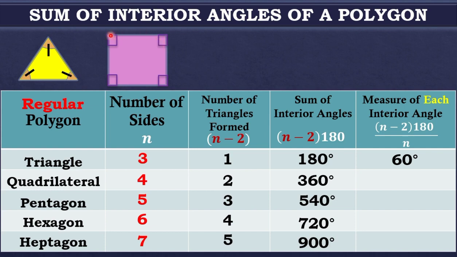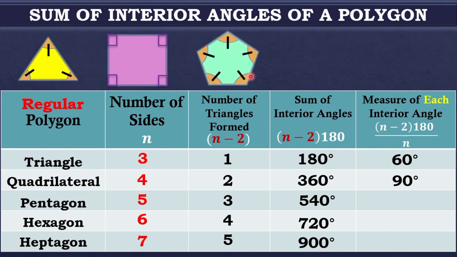So, pag inadd daw natin tong apat na angles, 360 yan. Now, if this is a regular polygon, and then we are asked to find the measure of each interior angle, ano kaya ang sukat nitong apat? So, i-divide natin siya by 4. Yung 360, i-divide po natin by 4 and that is 90 degrees.